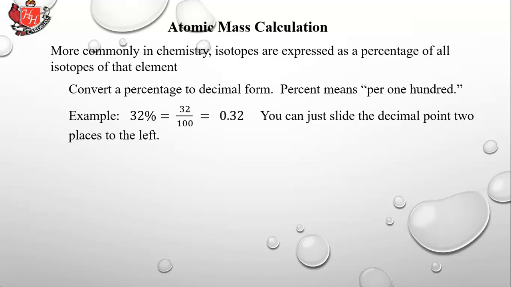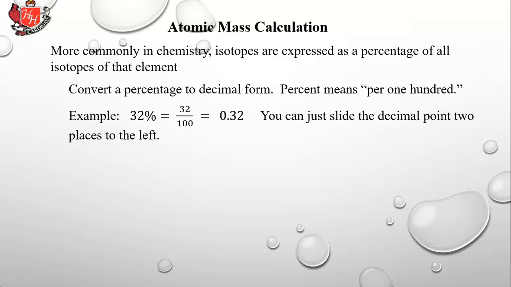If you want an easy way to remember it, you just take the decimal point in 32, which is behind the 2, slide it 2 places to the left, take away the percent sign, and you get 0.32. So you don't have to calculate it every time, okay? Just slide the decimal 2 places to the left.